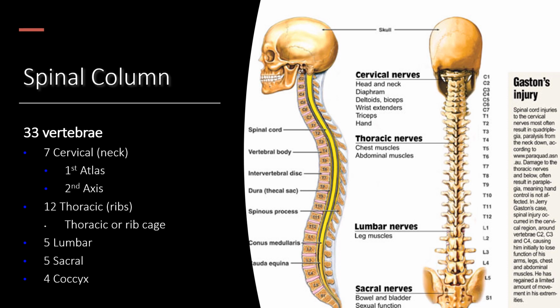So 5 sacrum bones make up a sort of fused triangular plate at the very lower part of our spine, and then that forms the coccyx. There are 4 bones in the coccyx that form the tailbone. So say after me: cervical, thoracic, lumbar, sacral, and coccyx. They make up 33 vertebrae of your spinal column.